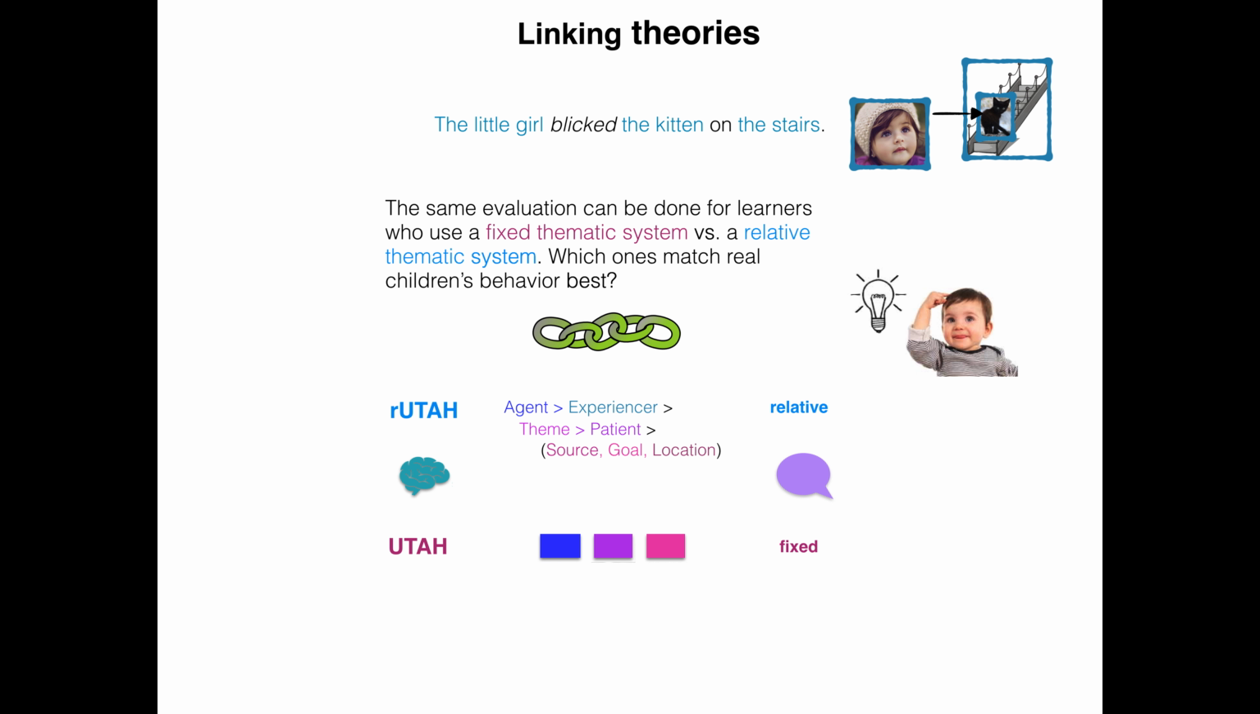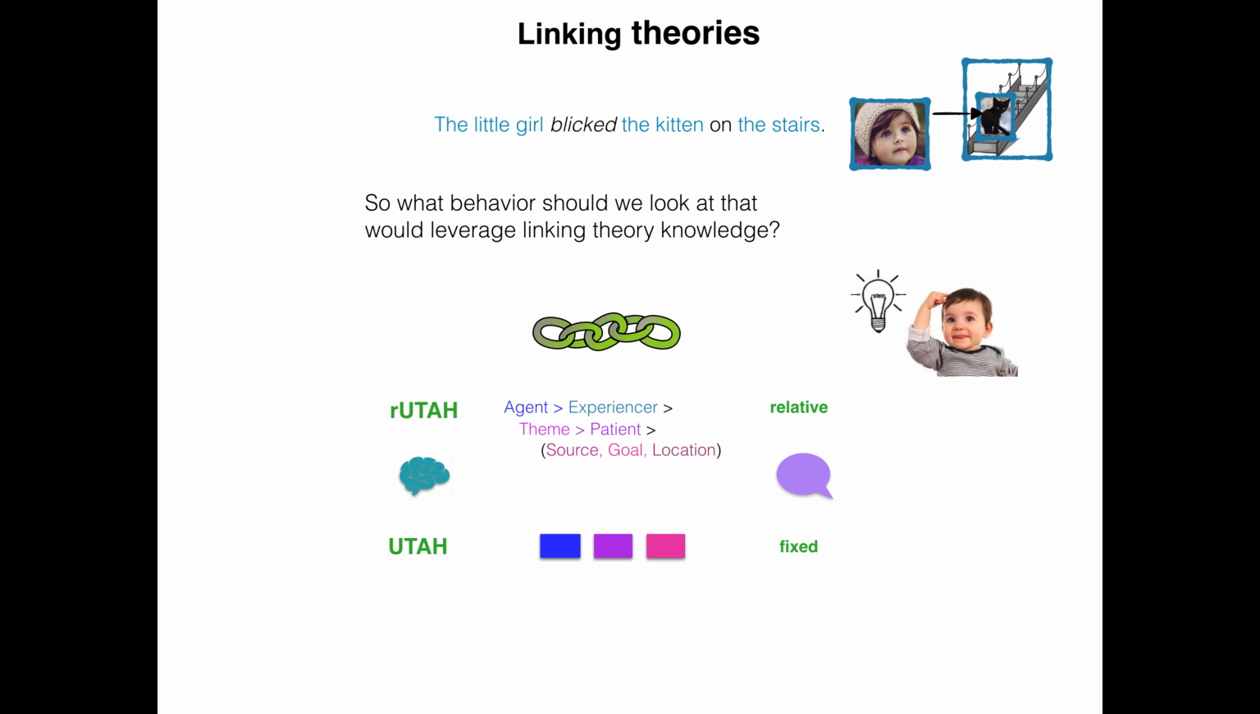And in fact, the very same evaluation can be done for learners who use a fixed thematic system, like Utah depends on, versus a relative one, like Rutah depends on. So the question is which ones match real children's behavior best? That's what we're after. So, okay, great. What behavior should we look at that would leverage or rely on this kind of linking theory knowledge?